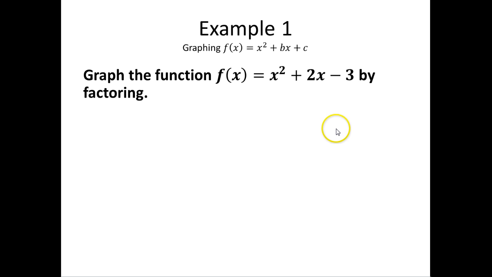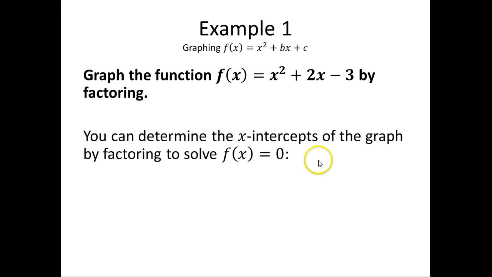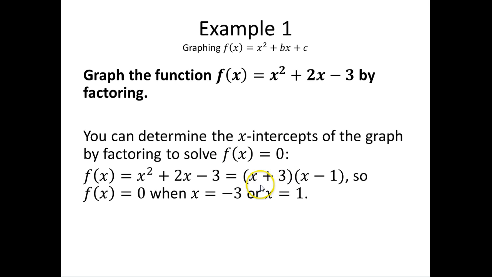So suppose we wanted to graph the following quadratic function by factoring. The first essential key attribute we're going to look at of the quadratic function is its x-intercepts. Recall that the x-intercepts of a function occur when f of x is equal to 0. So we can determine the x-intercepts of the graph by factoring to solve the equation f of x is equal to 0.